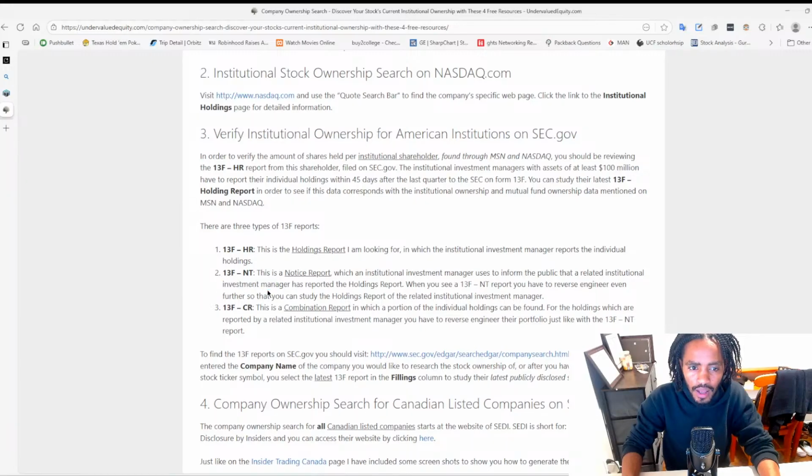Investment manager has reported the holding report. When you see a 13F-NT report, you have to reverse engineer even further so that you can study the holding report of the related institution investment manager. Combined report, in which the report of the individual holdings can be found for the holdings which are reported by the related institution investment manager. You have to reverse engineer this.